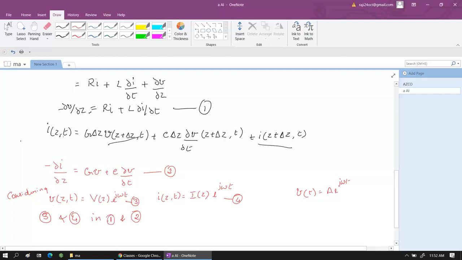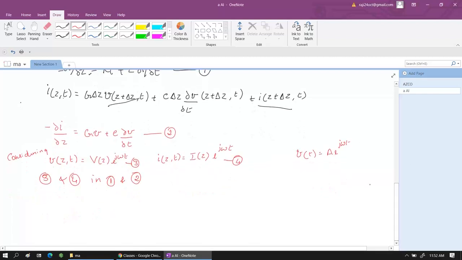So when you substitute that in 1 and 2, what happens? I'll do it for 1. For 2, you have to do it on your own. So minus dou v by dou z, what was the equation? Dou v by dou z, so dou v is V of z e to the power j omega t divided by dou z.